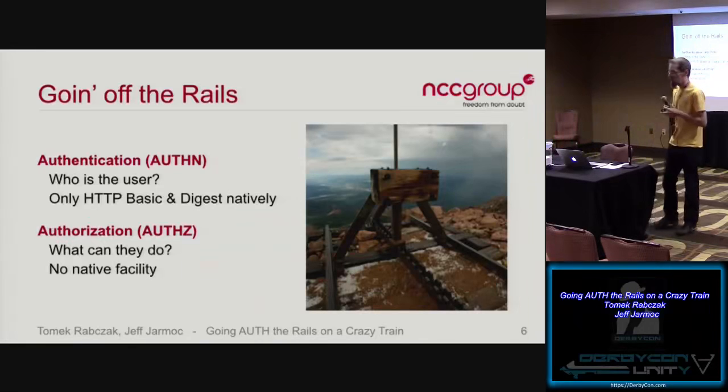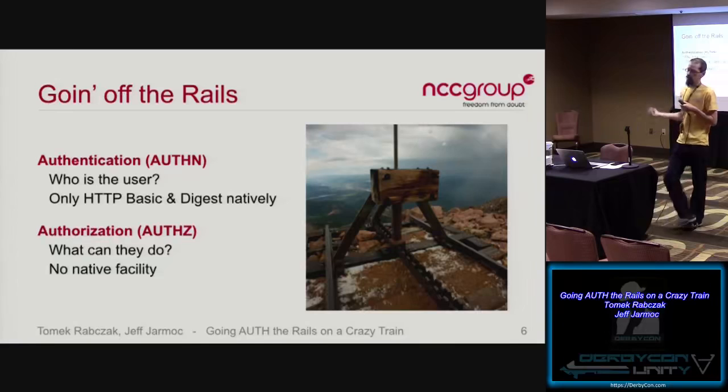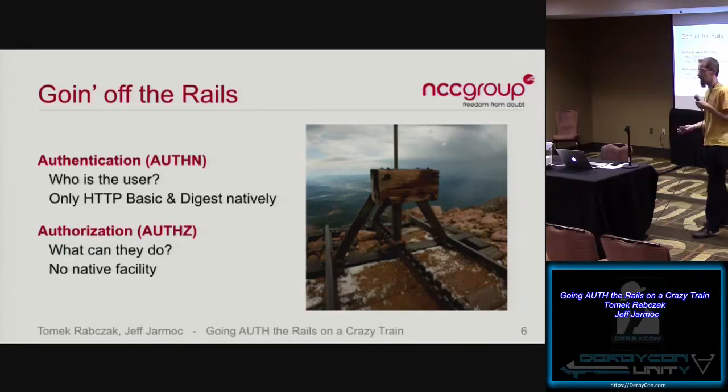As Tomek said, Rails gives you a lot of security protections out of the box. But where it goes off the rails is when it comes to authentication and authorization. That's something that most reasonable applications are going to need, a concept of a user and what their permissions model is. But there's really not a lot of native support in Rails for either.